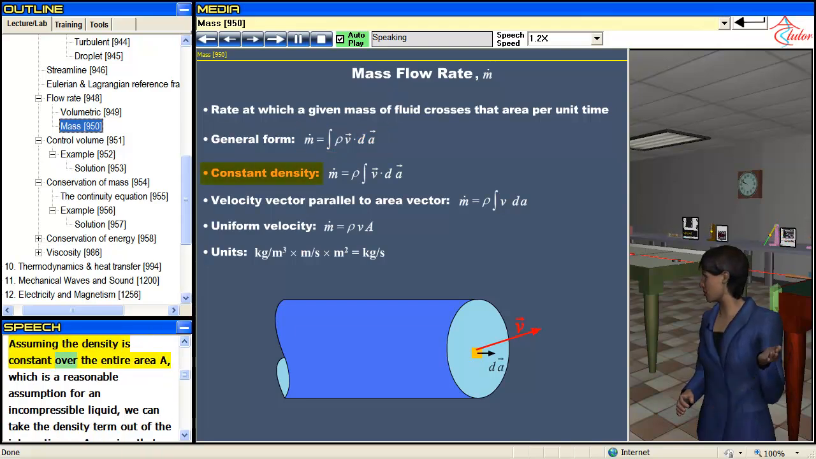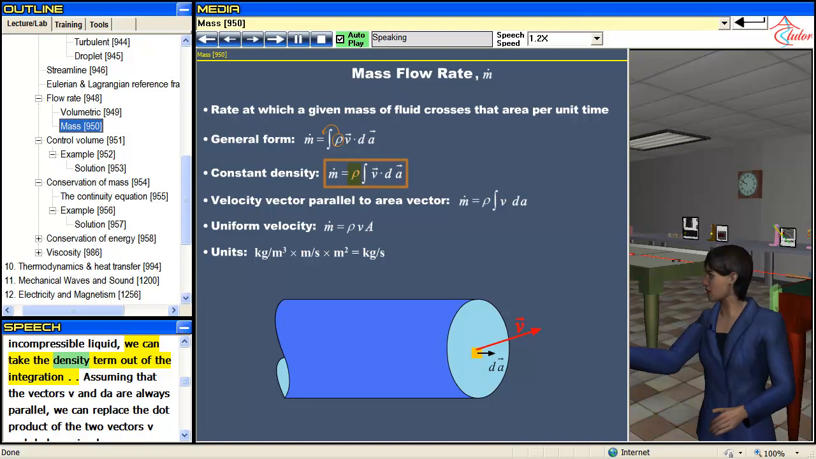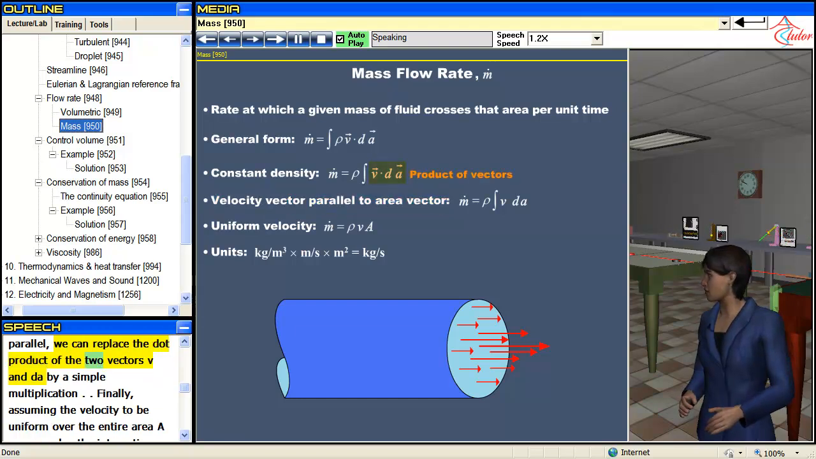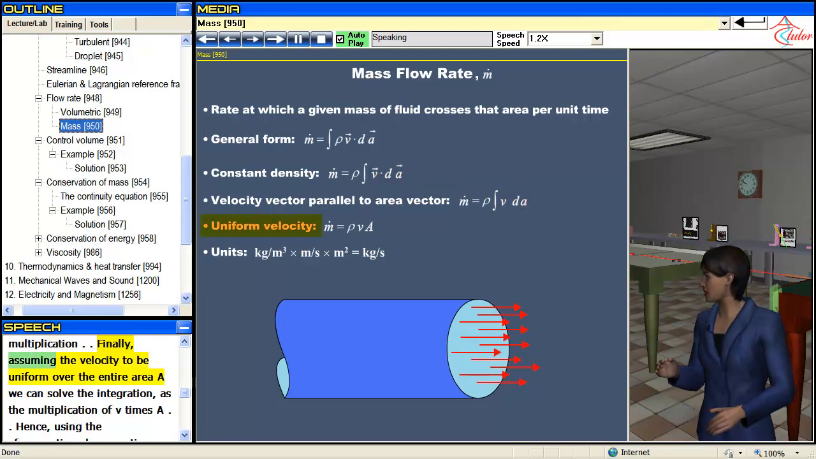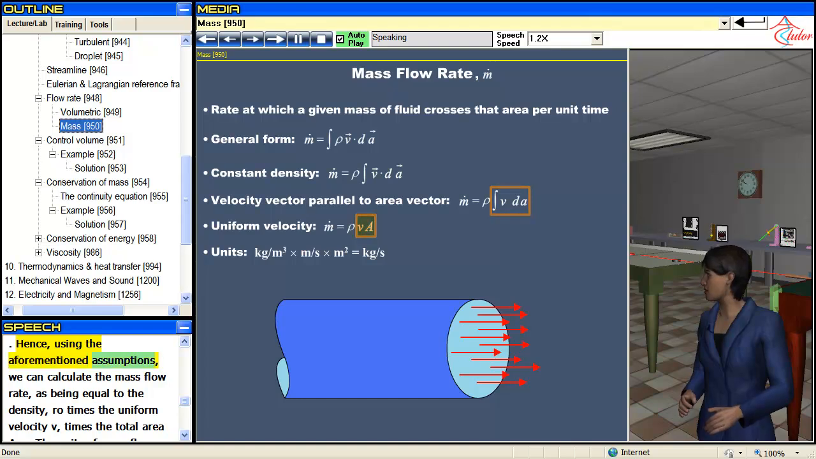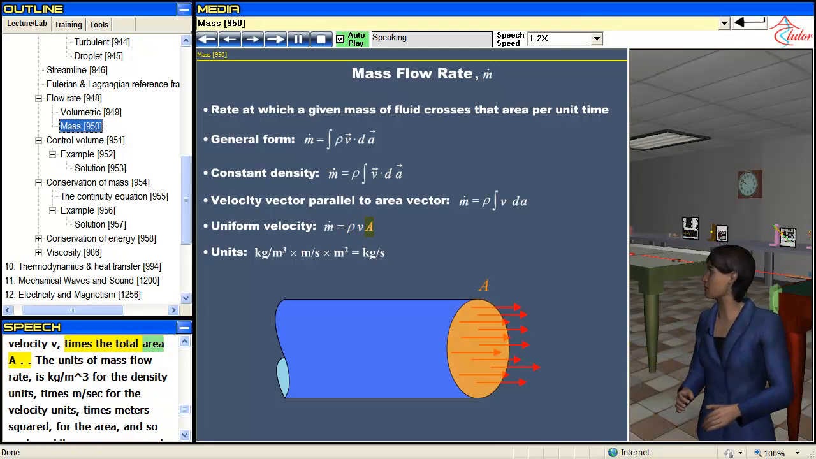Assuming the density is constant over the entire area A, which is a reasonable assumption for an incompressible liquid, we can take the density term out of the integration. Assuming that the vectors v and dA are always parallel, we can replace the dot product of the two vectors v and dA by a simple multiplication. Finally, assuming the velocity to be uniform over the entire area A, we can solve the integration as the multiplication of v times A. Hence, using the aforementioned assumptions, we can calculate the mass flow rate as being equal to the density ρ times the uniform velocity v times the total area A.